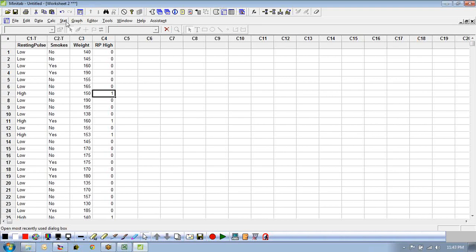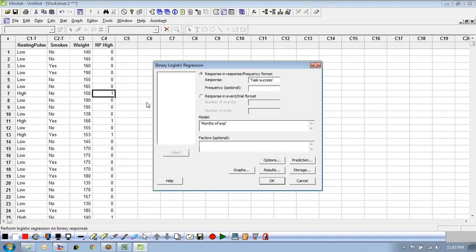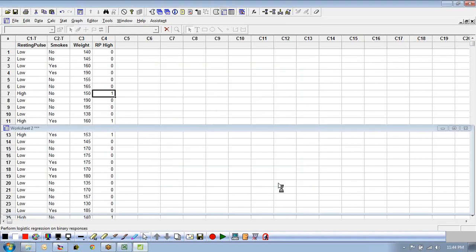Let us, as the rabbit said, go ahead and do our binary logistic regression. I'm going to hit F3 to clear it all out. If you hit F3, it just clears out all this and all the submenus. Here our response is RP high. And our model, here's where it's going to be a little bit different. In the model, we have to put both smokes and weight, all of the X's. But in factors, we simply have to put smokes. If we don't put anything, and I'm going to make this mistake on purpose, it's going to complain loudly.